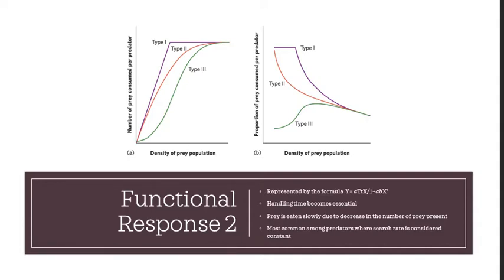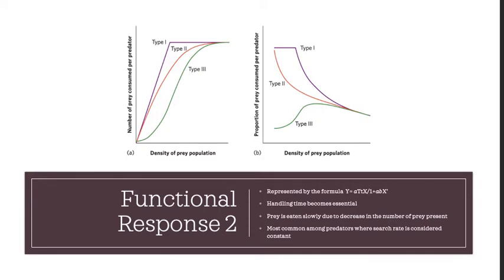Y equals A TTX over 1 plus ABX, where TT would cause a decrease in the number of prey present. This is due to the prey being eaten slower. This plateau occurs because the predator consumes larger quantities of the prey and therefore delegates more time to handling the prey instead of the consumption of the prey.